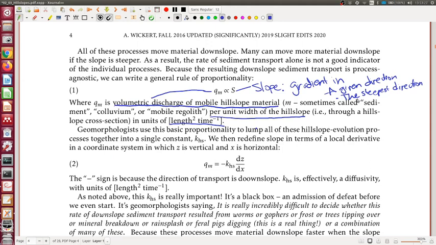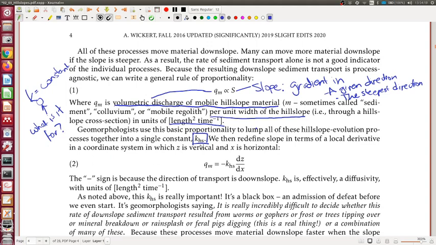So if we have this basic proportionality, we can then lump all of these different processes together into a single constant, and we're going to call this constant K sub HS. There's actually no convention in the literature for what we call this, but something that I'm going to try to do in the class is use K as constant, and then I'm going to have some sort of subscript of what it is, what it's for. And so this is the constant of proportionality for the hill slopes.